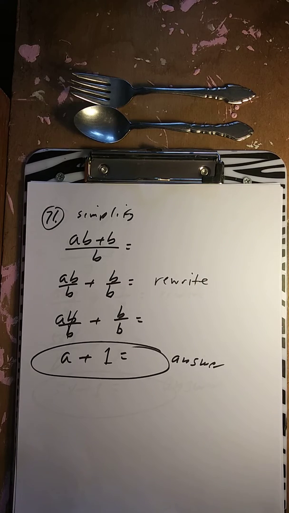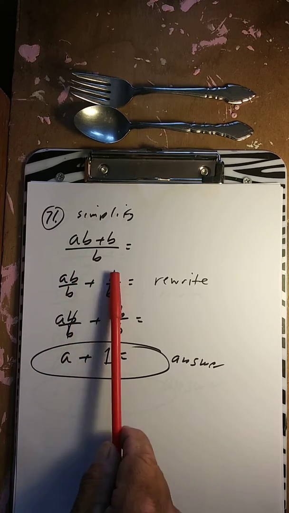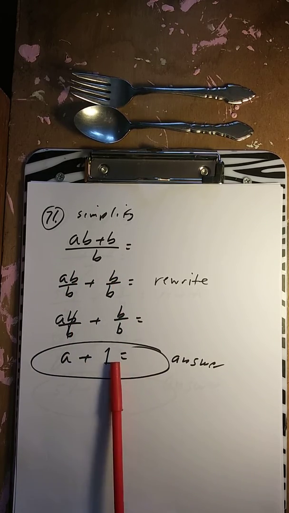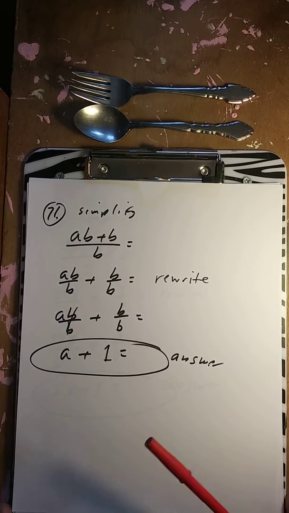Simplify this. ab plus b over b. Write it as two fractions. ab over b, b over b. b over b is going to be 1. And then ab, the b's cancel. So you have a plus 1 left over. That's it.